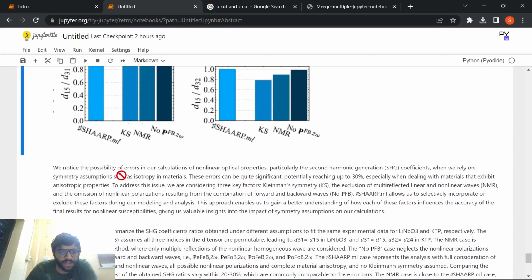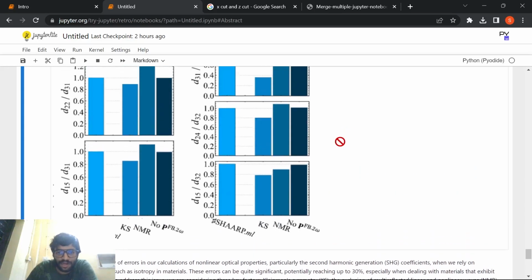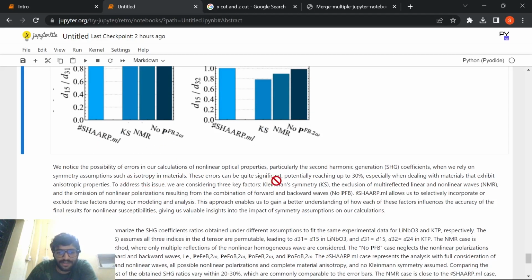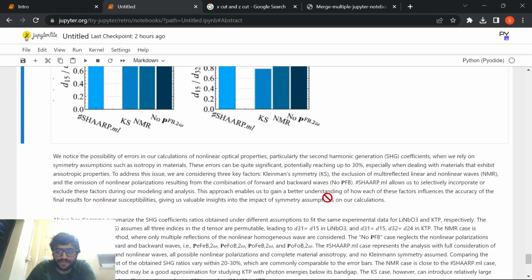We notice the possibility of errors in our calculations of nonlinear optical properties, particularly the second harmonic generation coefficients, when we rely on symmetry assumptions such as isotropic materials. These errors can be quite significant, potentially reaching up to 30%, like here with Kleinman symmetry, when dealing with materials that exhibit anisotropic properties. To address this issue, we consider three factors: Kleinman symmetry, exclusion of multi-reflected linear and nonlinear waves, and the omission of nonlinear polarization resulting from the combination of forward and backward waves.